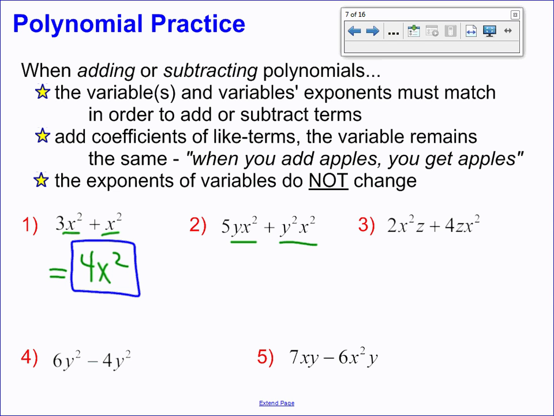If the second term had just had y to the first x squared, then I could combine them because they would match, but right now they don't. So this is fully simplified. This won't simplify any further through addition or subtraction.